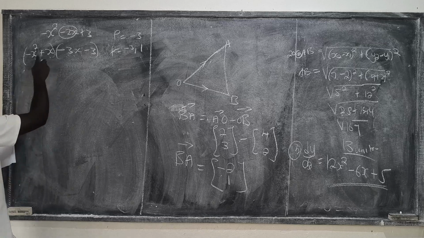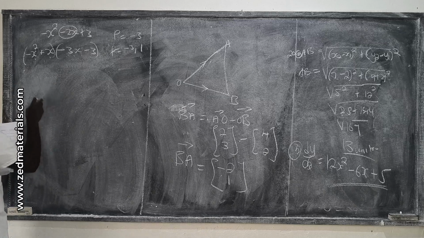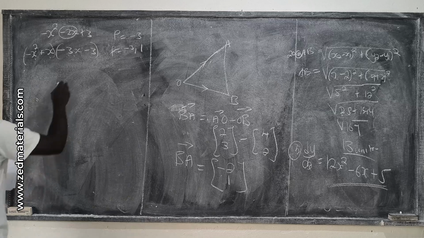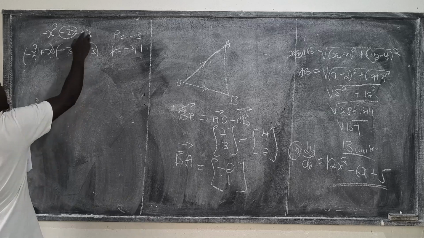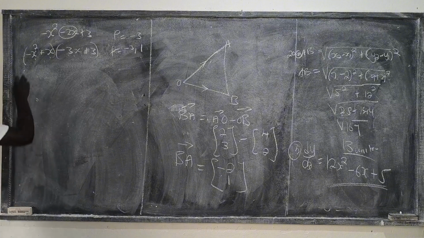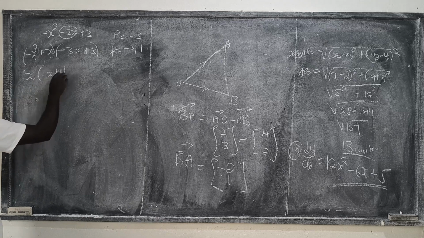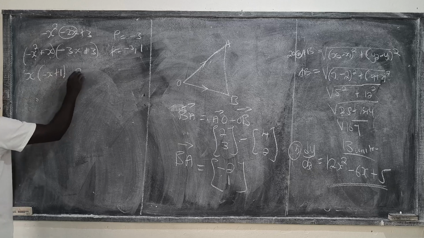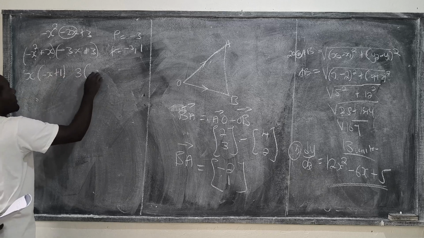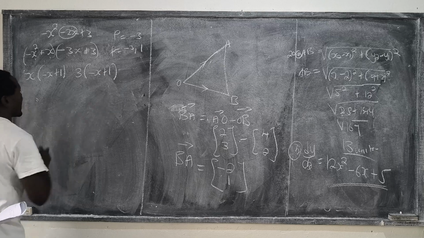Okay, so what is common here? Okay, so the error is coming from here. This is positive, so we'll say plus sign. So what is common here? It is negative. We can say x. Open the bracket. We have negative x plus 1, close. What is common here? We'll say it is 3, open bracket. We're going to have negative x plus 1, close.